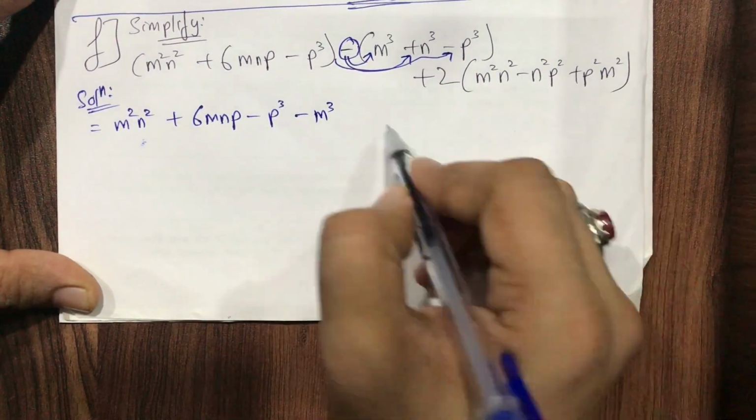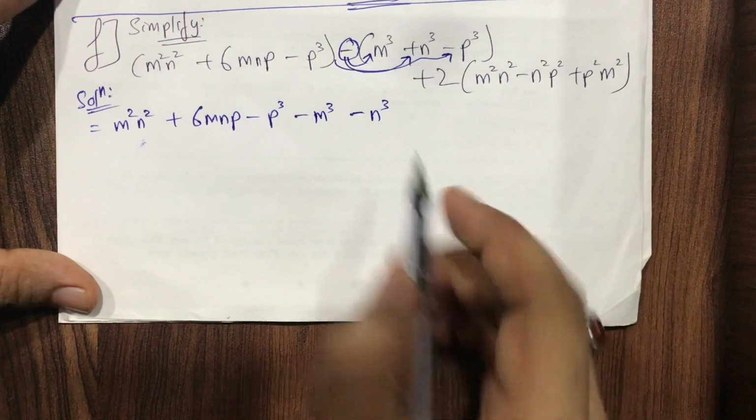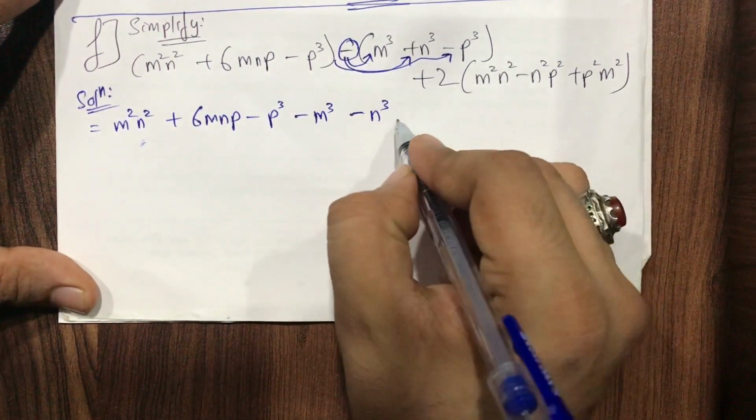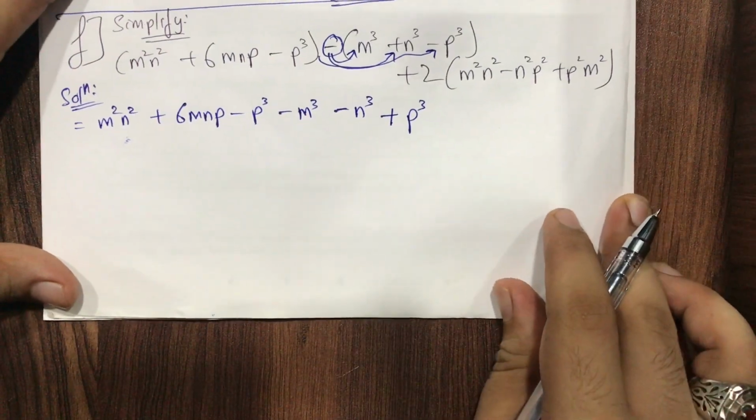So it will be minus n cube. Okay, then minus 1 multiplied with minus p cube. So minus minus becomes plus. So this will be plus p cube. Great. Okay, next what will be?